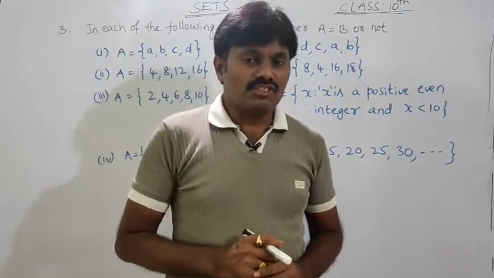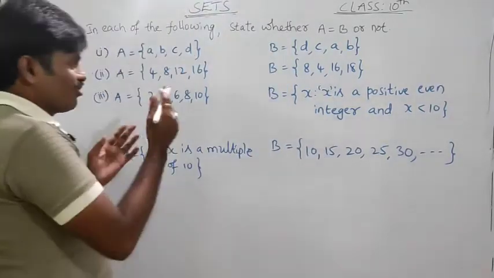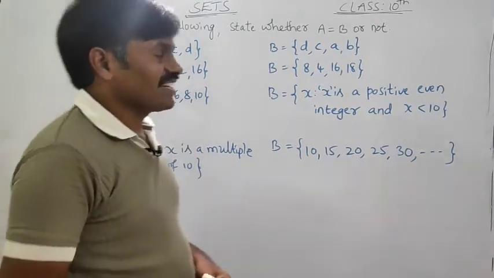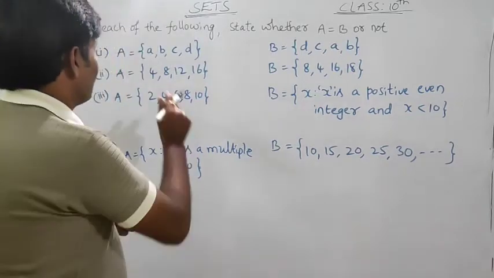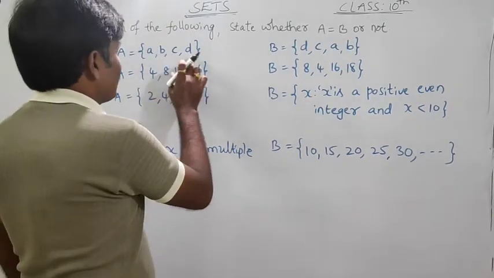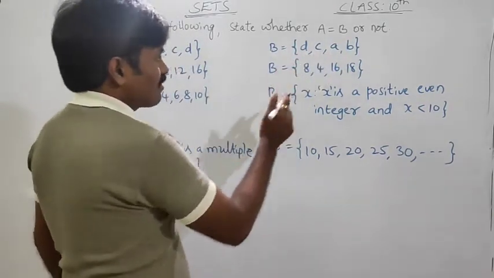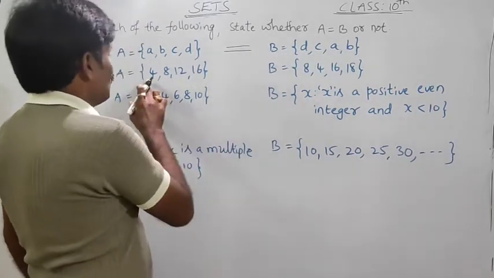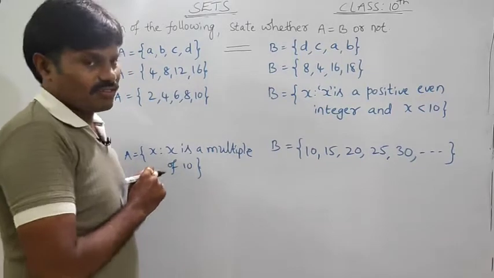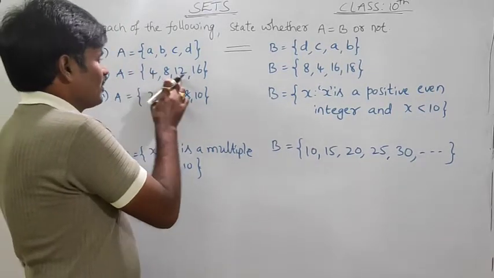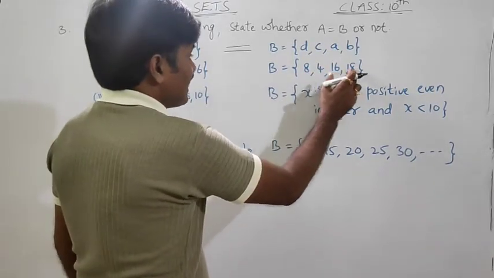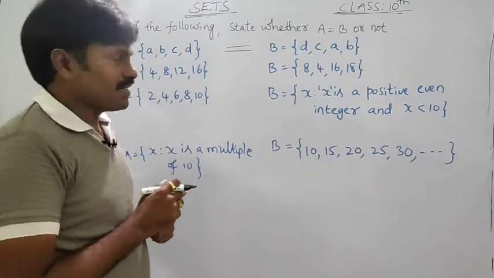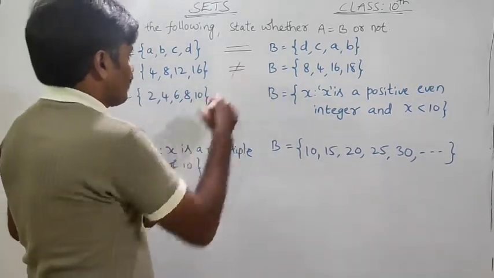Now let us see question number 3. Here the question is big but the answer is very small. In each of the following, state whether A is equal to B or not. So this is a comparison. A is equal to {A, B, C, D}, and B is equal to {D, C, A, B}. Are they equal or not? Because they have the same elements, yes, they are equal. Come to the second one: {4, 8, 12, 16} and {4, 8, 16, 18}. Do these two sets have the same elements? No. So these are not equal.